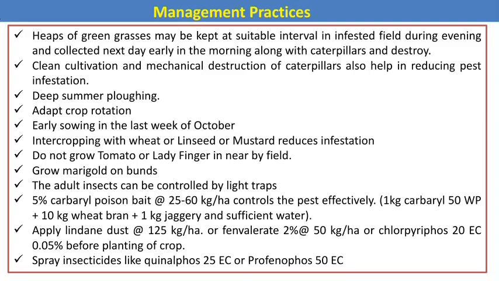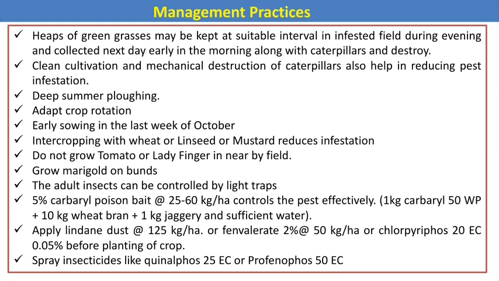For the management of cutworms, heaps of green grass may be kept at suitable intervals in infested fields during the evening and collected early the next morning along with the caterpillars, and destroyed. Then collection and destruction of the caterpillars, deep summer plowing, crop rotation, early sowing, and intercropping with wheat and linseed. Do not grow tomato and lady finger near the field. Grow marigold, as this marigold acts as a trap crop.